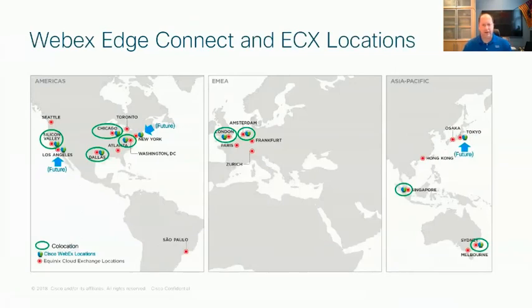So here's a quick look at how they actually are spread out across the globe and where they are. In this representation, the red dots are the Equinix Cloud Exchange locations. The icons represent the Cisco WebEx locations, and any of the ones in green represent co-locations where Cisco and Equinix are in the same facility.